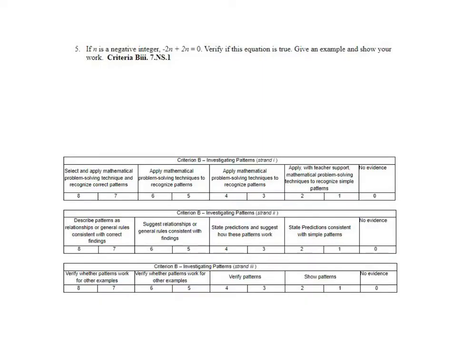It says, if n is a negative integer, negative 2n plus 2n equals 0, verify if this equation is true. Give an example or show your work. So I'm going to verify if it's true by using an example problem. I'm going to say if n equals, let's just say 5. But it said a negative integer, so I'm going to put a negative 5, because it did ask for n to be a negative integer. So I'm giving an example.